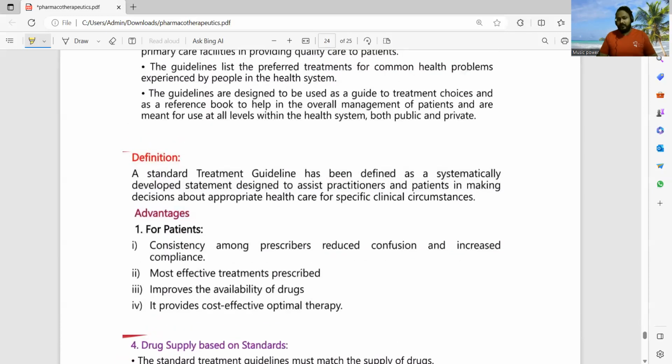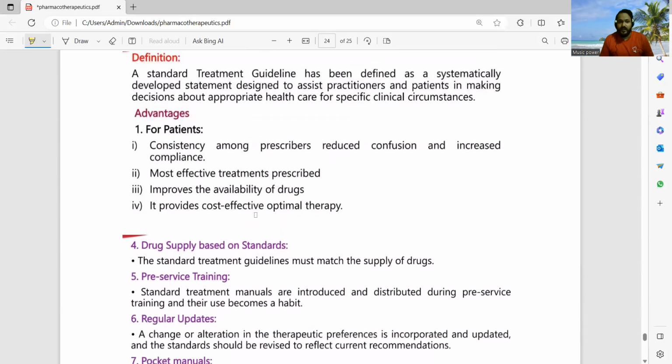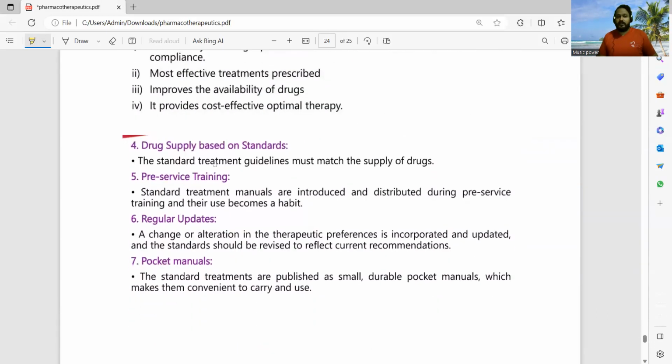A standard treatment guideline has been defined as a systematically developed statement designed to assist the practitioner and patient in making decisions about the appropriate healthcare for specific clinical circumstances. What are the advantages for patients? There is consistency among prescribers, reduced confusion and increased compliance, the most effective treatment is prescribed, and it improves the availability of drugs, and it provides cost-effective optimal therapy and drug supply based on the standards. The standard treatment guidelines must match the supply of drugs.